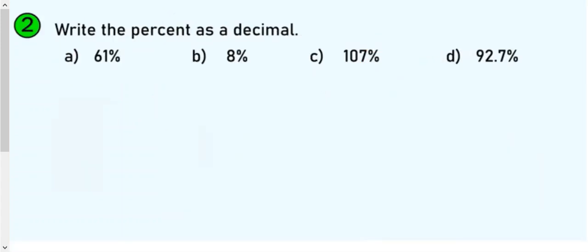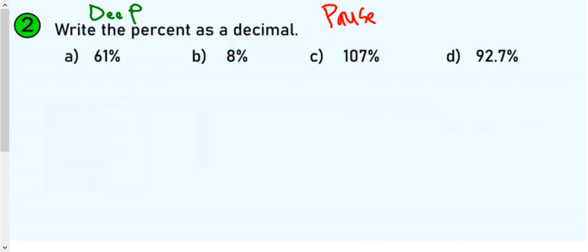Alright, your turn. Go ahead and pause here, and then try these examples, and then come back and see how you did. You're writing these percents as decimals.